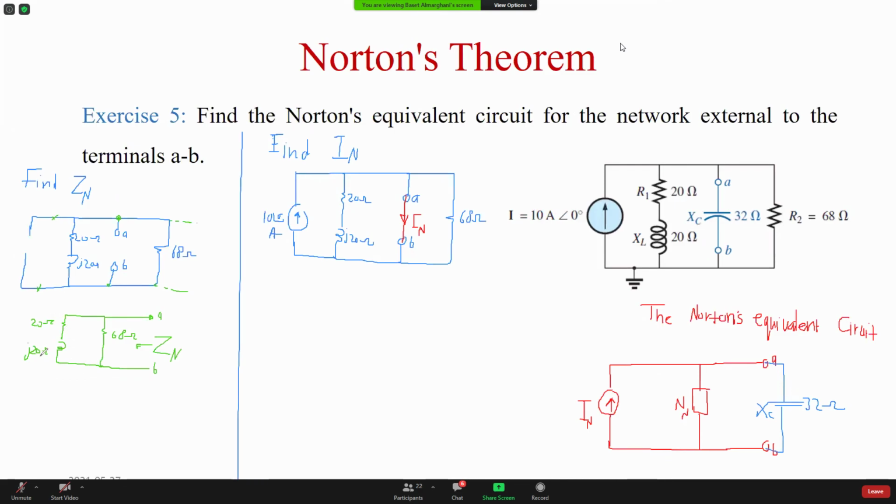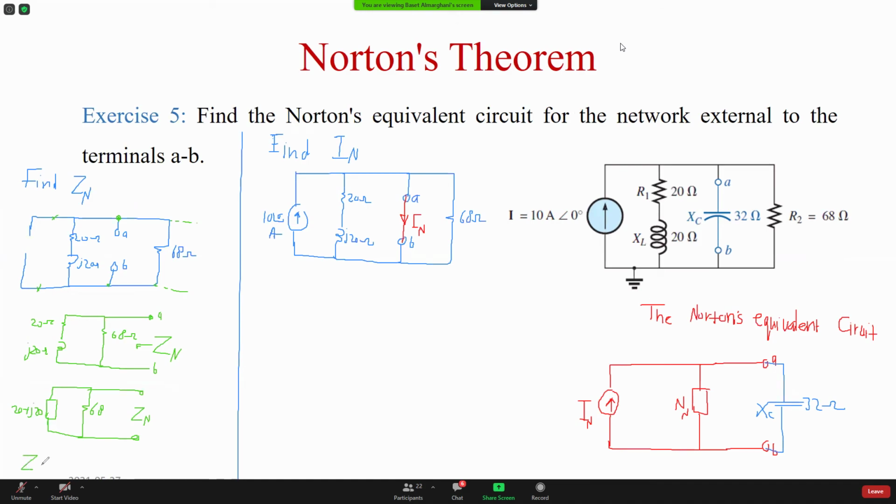Now the 20 ohm resistor and 20 ohm inductor, both of them are connected in series, so I can combine them into one. Then this is here, and these are the terminals Zn. Now when I combine these two together, they're just 20 plus J20. Just add them. They're connected in series.